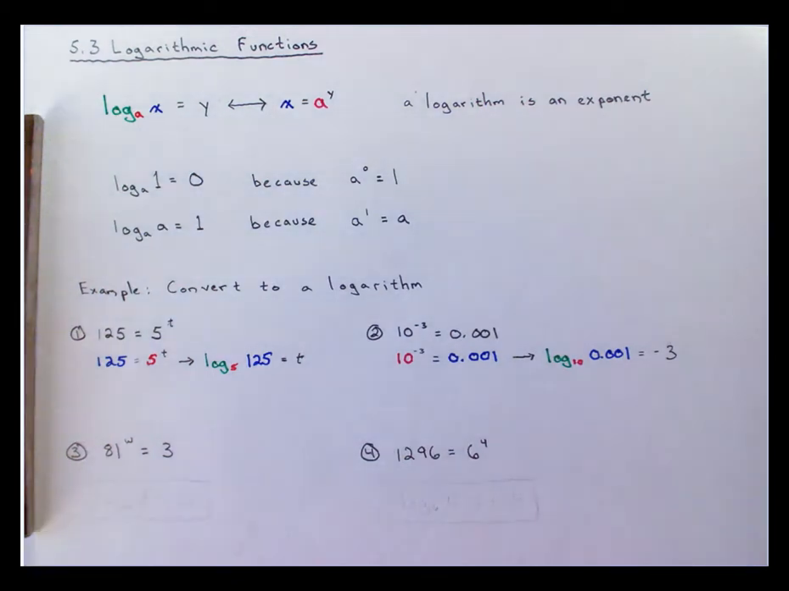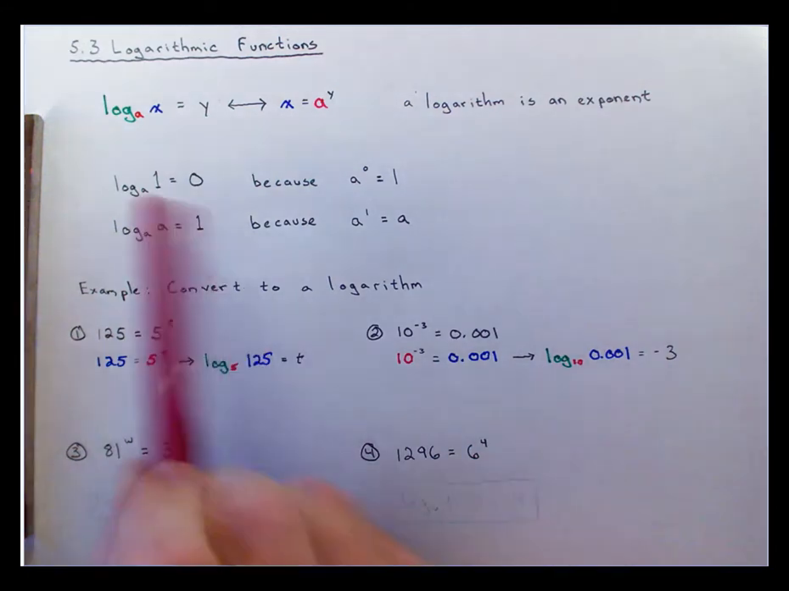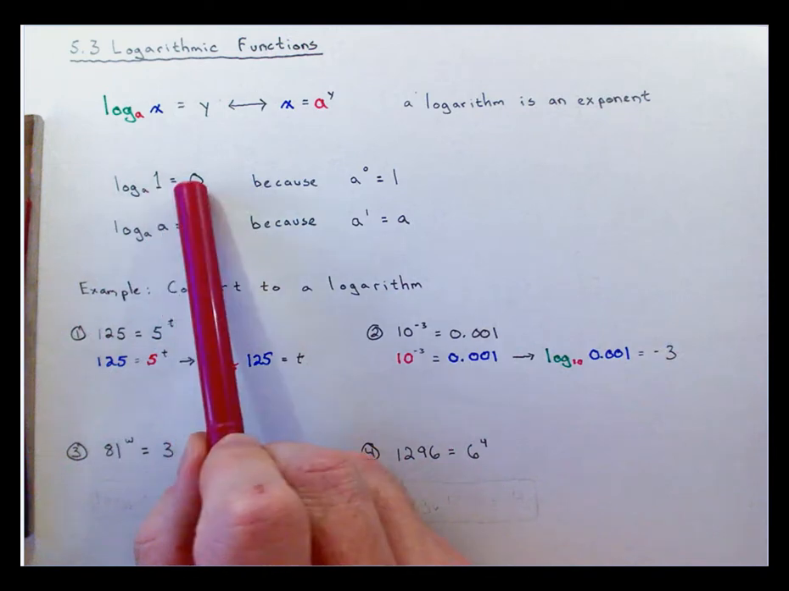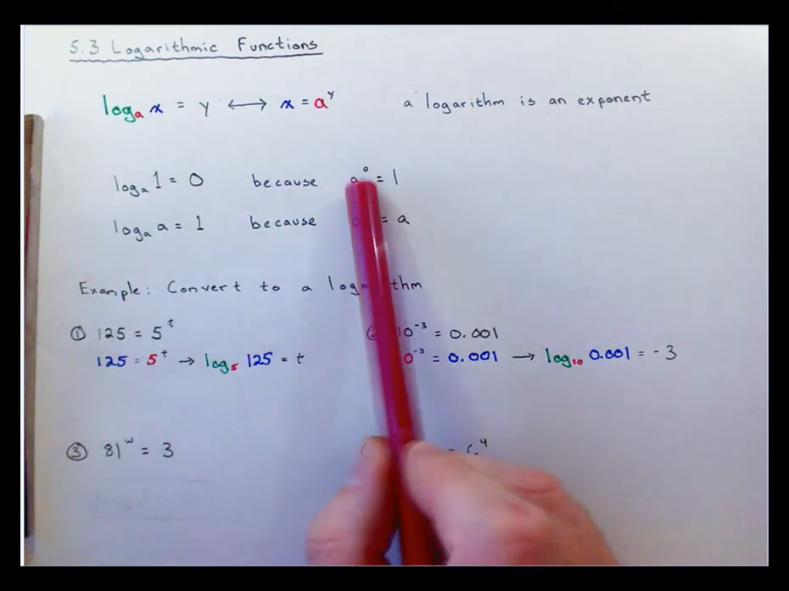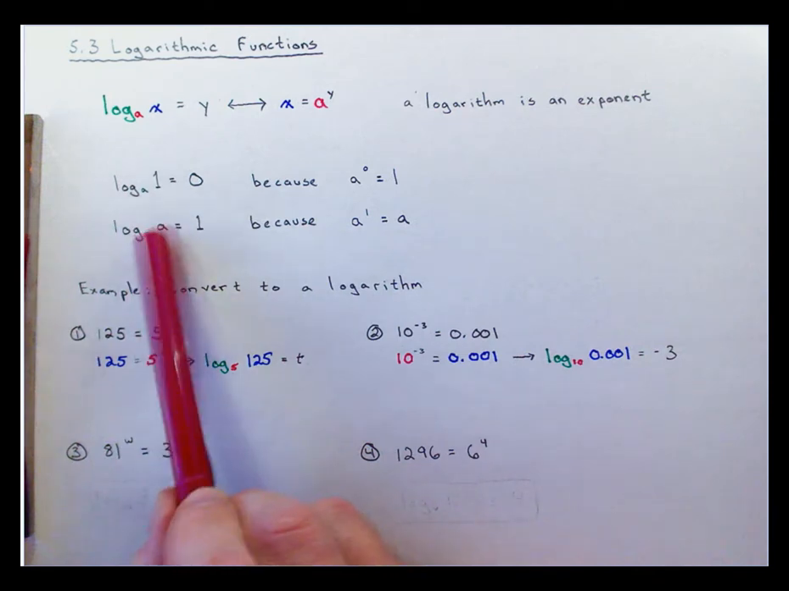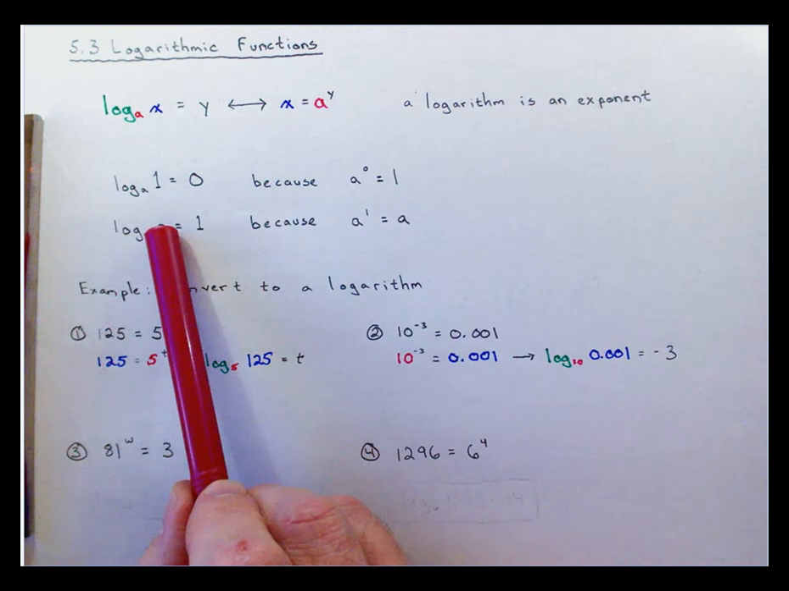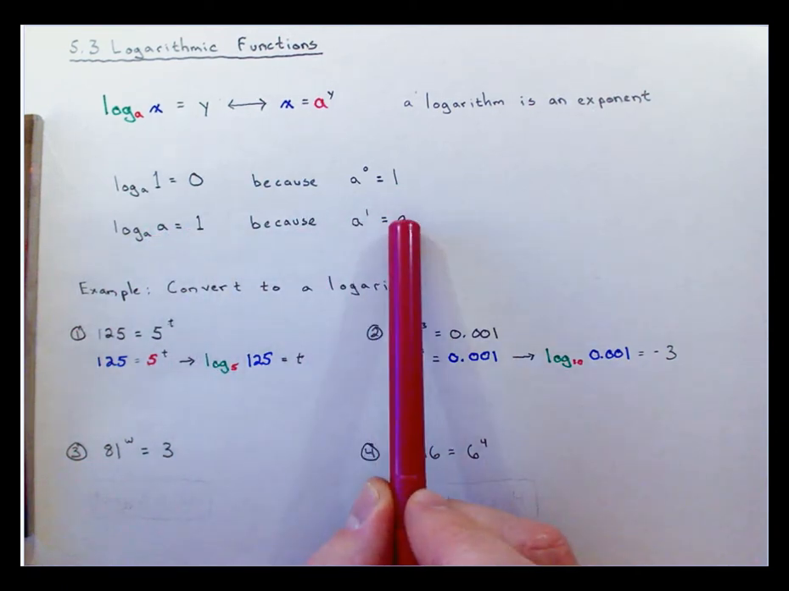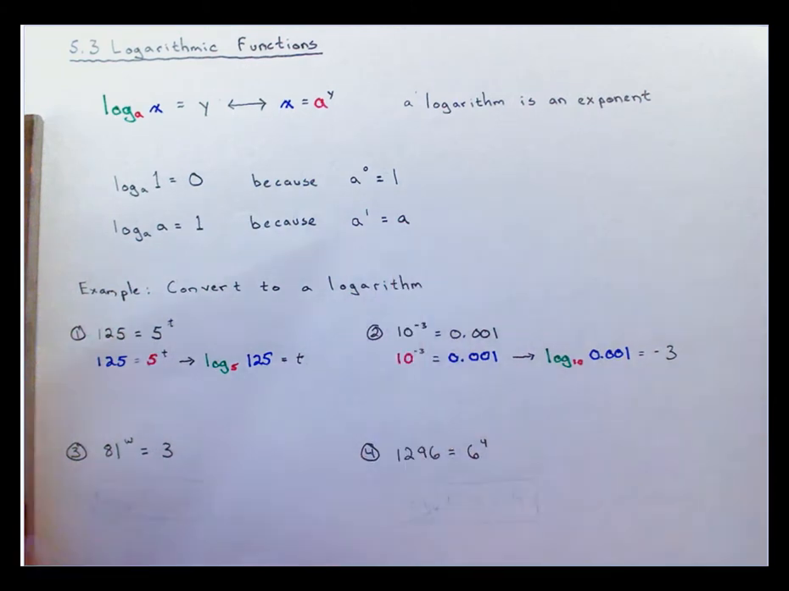So let's look at some problems with this. Here's a couple of things to just be able to look at. Log base a of 1 equals 0, because a to the 0 equals 1. And these will hold true for whatever you plug in for your value of a. And log base a of a is equal to 1, because a to the first power is always a.